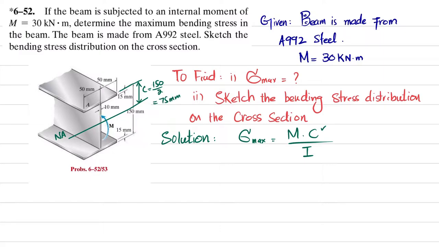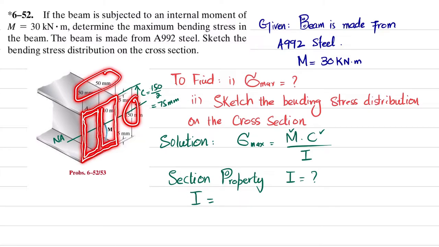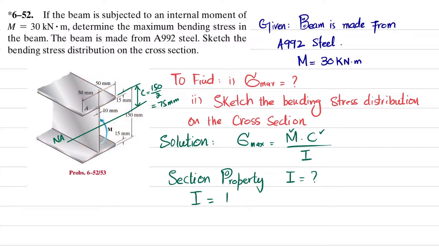So we have this value, but we do not have I, which is a section property. So we will find this I, the section property. If we take this as a box, with width 100 and height 150 millimeter, we will write the moment of inertia for this box, and then subtract the moment of inertia of these two boxes. Clear? So first I will write 1 over 12.